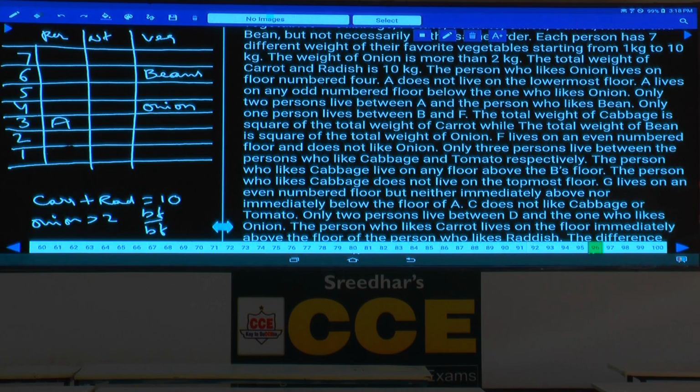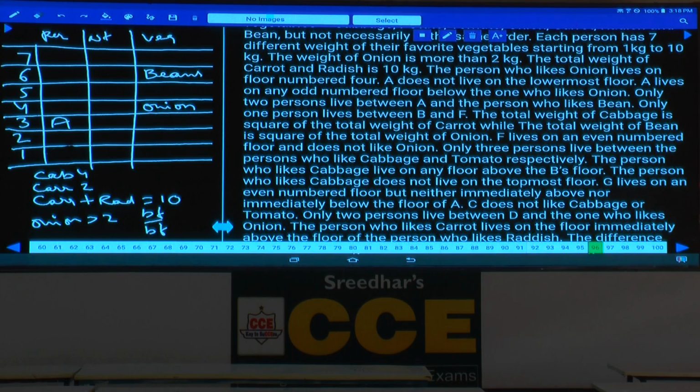Cabbage is the square of carrot. Hence, cabbage is more and carrot is less. Cabbage is more than the square of this one, and what is the other possibility here? What are the different possibilities we can have? If carrot is 2, cabbage will be 4. Can cabbage be 4?